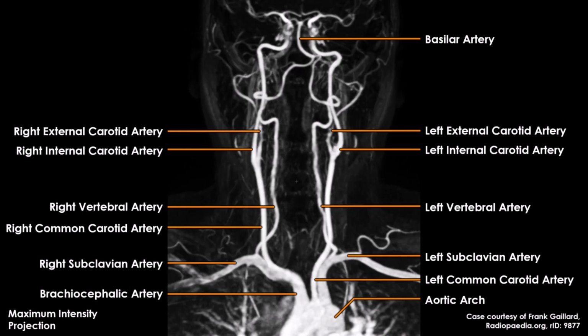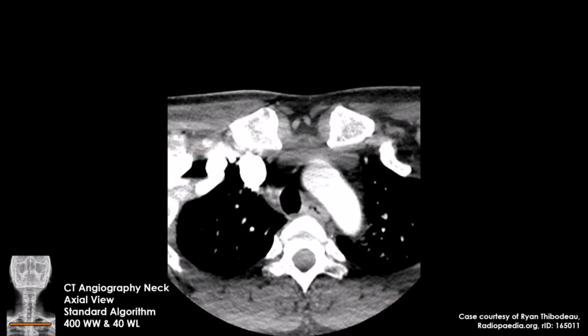All of these vessels can be seen in the axial plane. This is an axial view of a CT angiography study of the neck. The patient has been injected with a large, dense bolus of iodinated contrast. The scan has been timed so that the arterial structures of the neck are brightly opacified with contrast. We'll still be able to see the veins of the neck, but they won't be as bright.